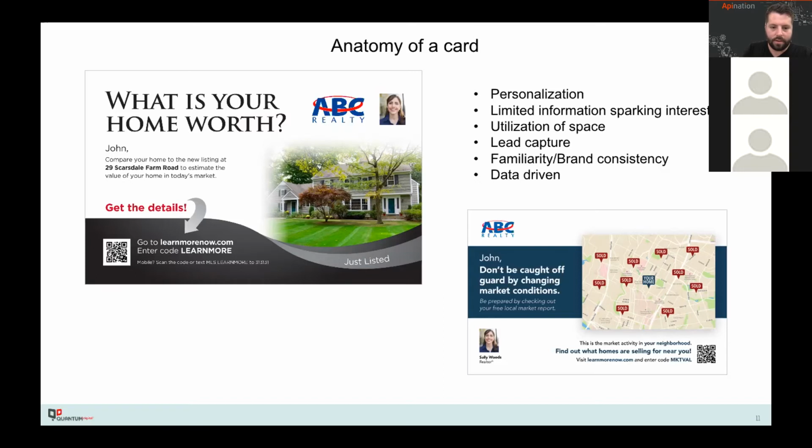I know we're pushing time a little bit, so I'm just going to breeze through this anatomy of the card. This is just kind of the reason we do what we do. Everything has been A/B tested to the moon and back. But what we offer is that data-driven personalization. Card comes to my house, it's going to say, Matt. We always have limited information on the card, because we entice that user to scan that code to get that lead to you, the agent, and for them to hit those digital assets. Everything is going to have familiarity and brand consistency across the board with everything you do.